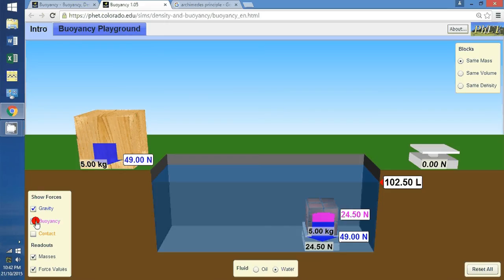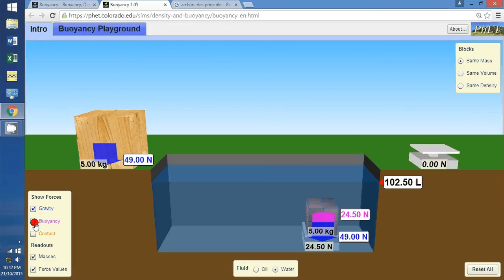The buoyant force is 24.5 Newton, and therefore the scale will show 24.5 Newton, which is the reaction from the scale onto that particular object, and it is in equilibrium as well. So you've got a force acting up, which is the buoyant force. The reaction is 24.5 Newton as well, and the gravity is 49 Newton.